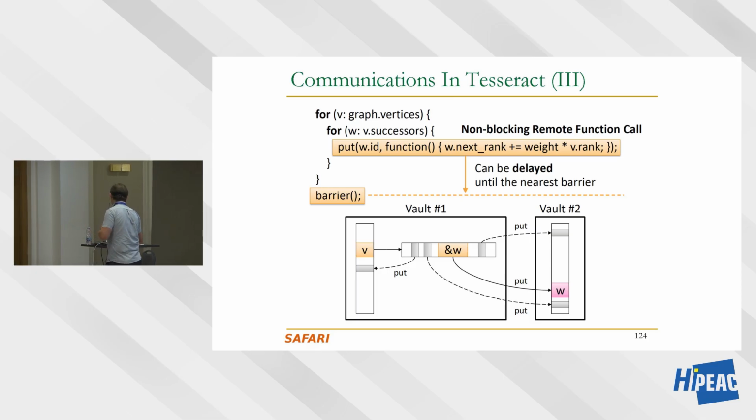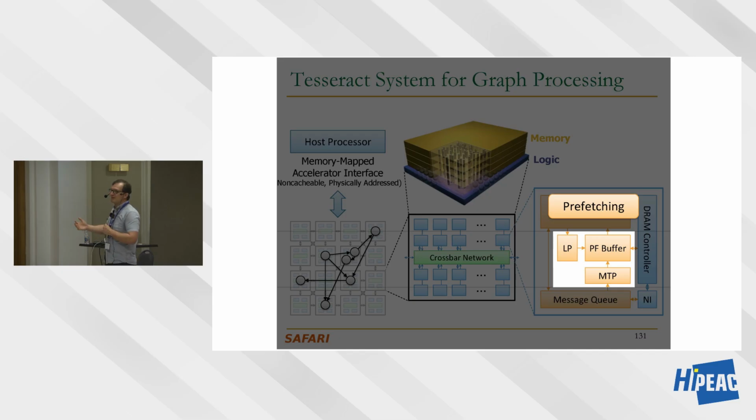Again, I'm going through this relatively quickly, but the basic idea is very simple. Send the function to the data that's going to be updated. That's it. And it requires some changes to the programming model. As you can see, we use get and put functions. But if you're familiar with message passing, this is really message passing in the end, right?